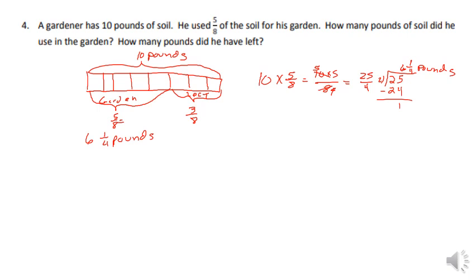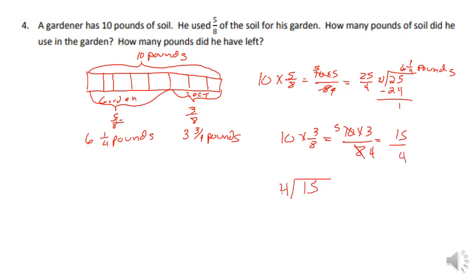Now, that means that this one here should be 3 3/4 pounds. Because if I just add 6 1/4 plus 3 3/4, I should get 10 pounds. But let's work it out. I have 10 pounds times 3/8, which would equal 10 times 3 over 8. Let's do the same thing. I know 2 will go into 8 4 times. 2 goes into 10 5 times, which equals 15/4. 15 divided by 4. 4 goes into 15 3 times, which is 12. And we have 3 left over, which is 3/4. So it checked.